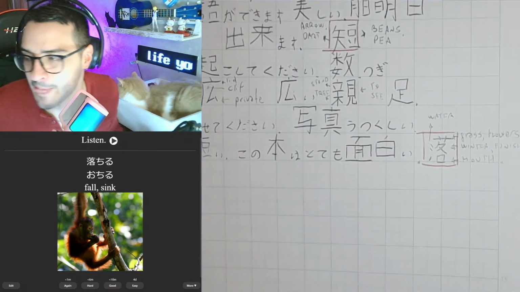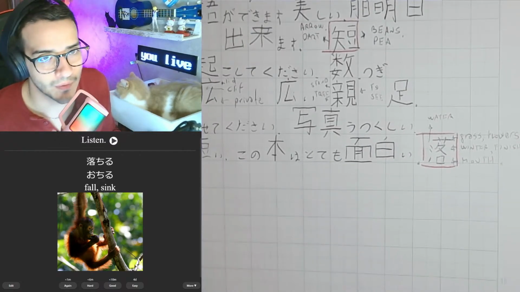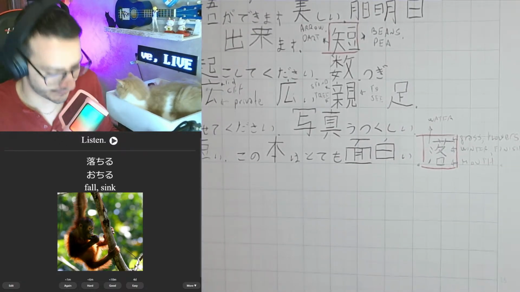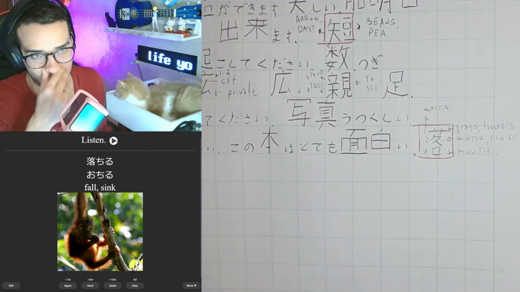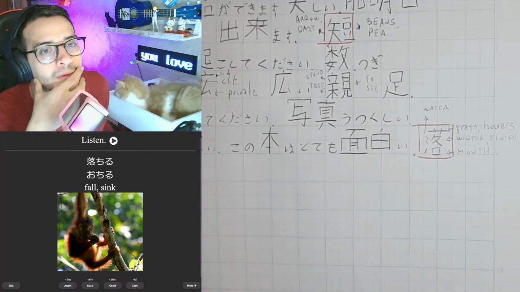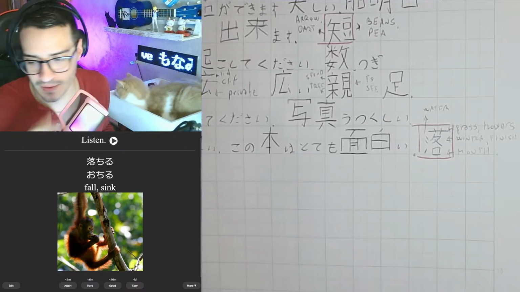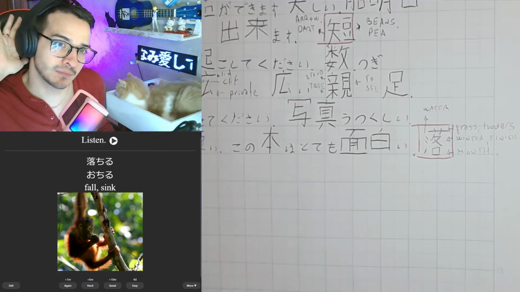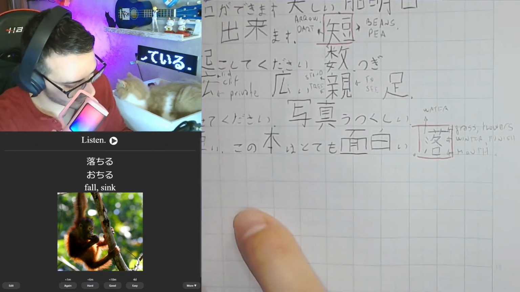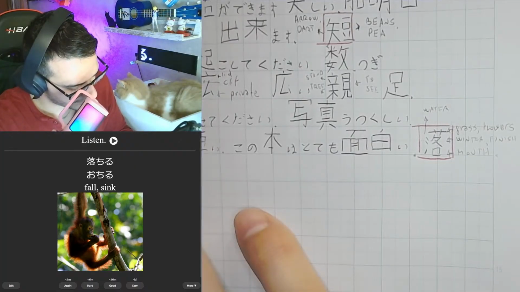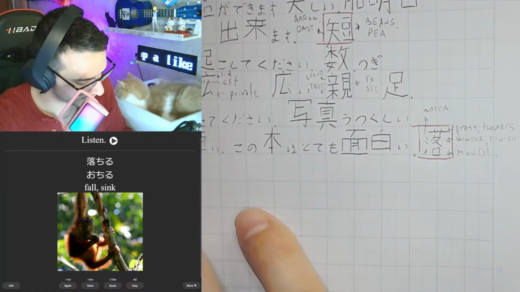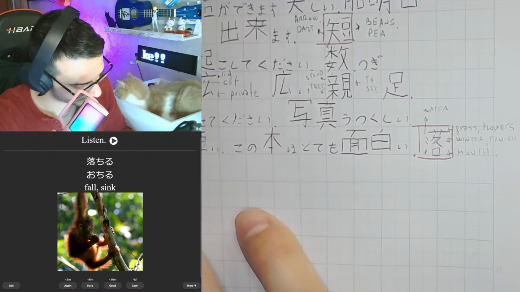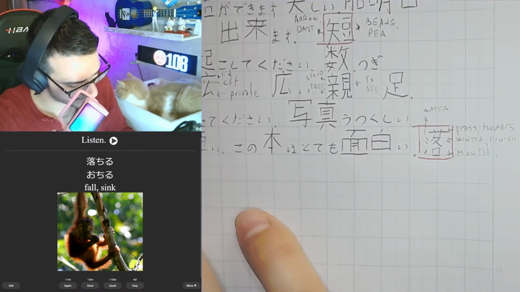So meaning to fall or sink. To fall or sink. 落ちる. Flowers, water, winter, and mouth.